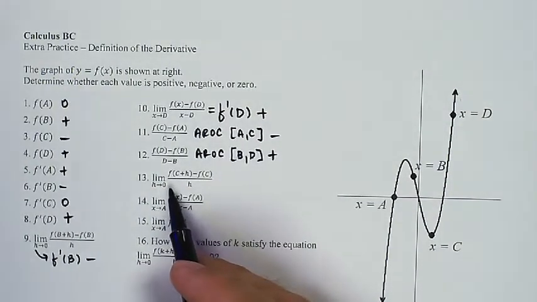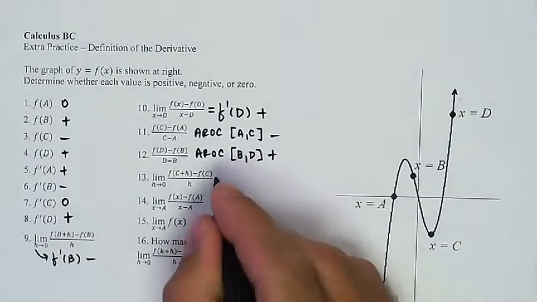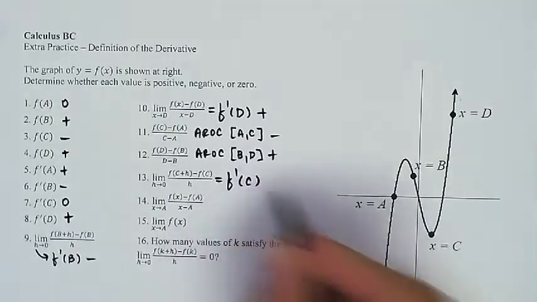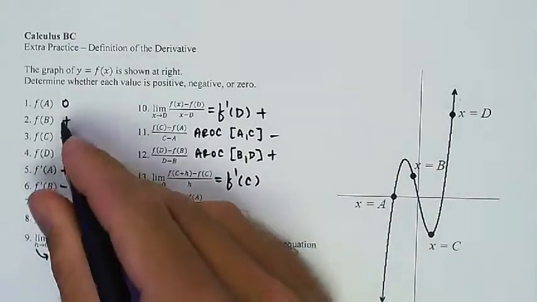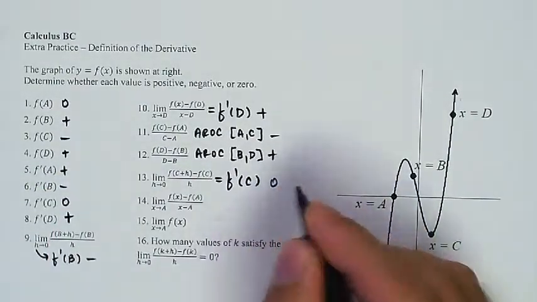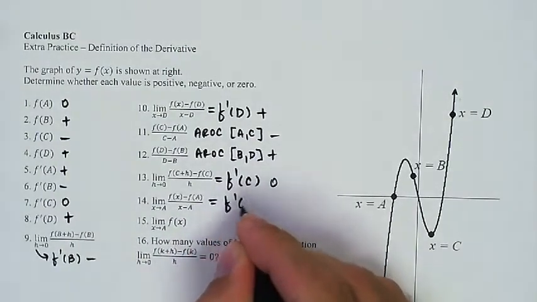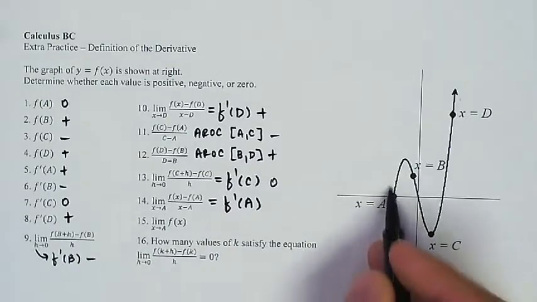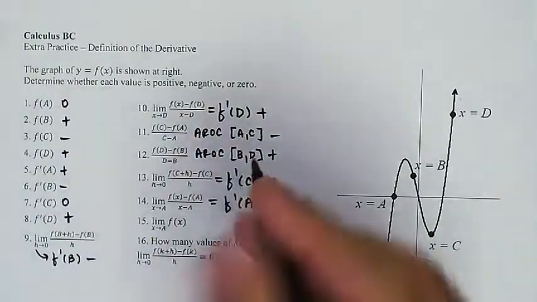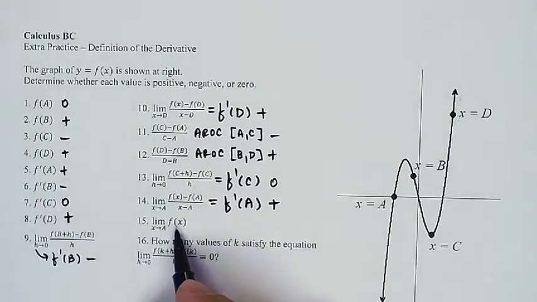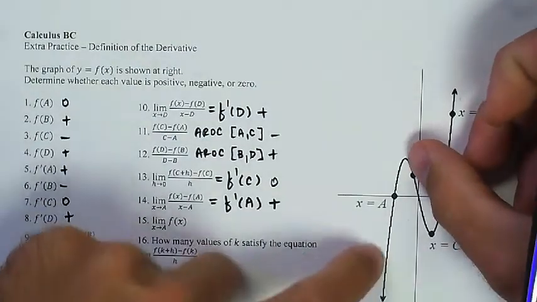Number 13, this is f prime of c. It's the slope of the graph of f at x equals c, and that's 0. We kind of already said that once. And this is f prime at x equals a. Okay, this slope at a, that's positive.